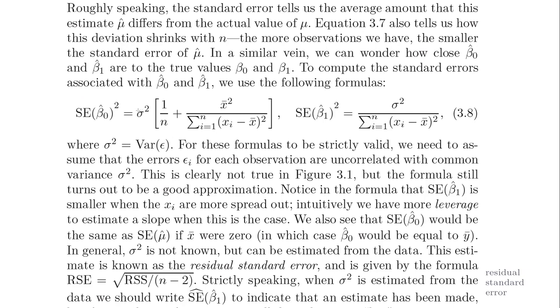Where we see sigma squared, and notice the parallels with the previous formula. Sigma squared is always in the numerator, directly proportional to the standard error, and sigma squared is the variance of the error term.